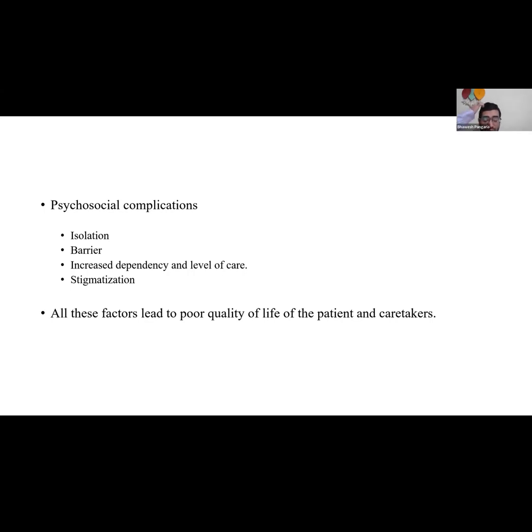As we have already seen, degenerative diseases are one of the major causes of sialorrhea. The patient is already very dependent on the caregiver for that. So adding another symptom will also lead to increased dependency and level of care. And it will also lead to stigmatization of the person and the family. It's not only the person that is stigmatized, it's the family and the caregiver also who are stigmatized by the society. So it is important that we take care of all these psychosocial issues. All these factors, both physical and psychosocial, lead to poor quality of life of both the patient and the caretakers.